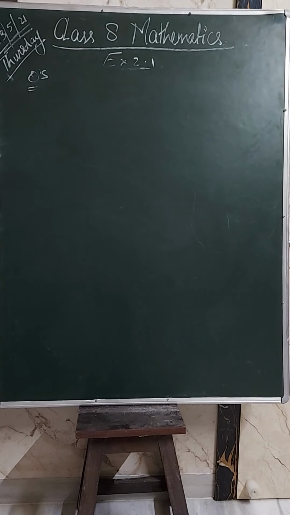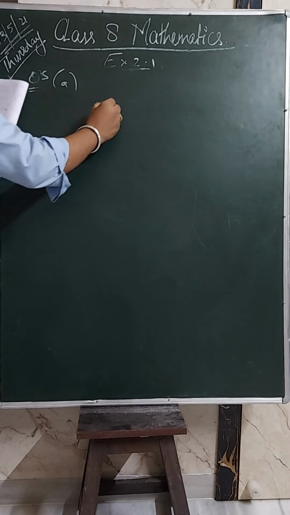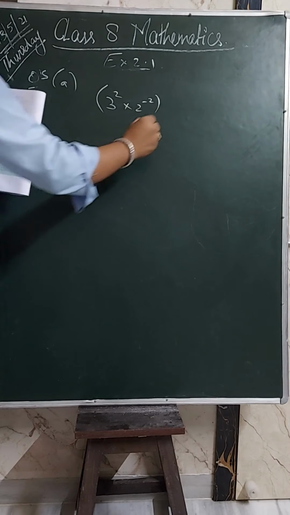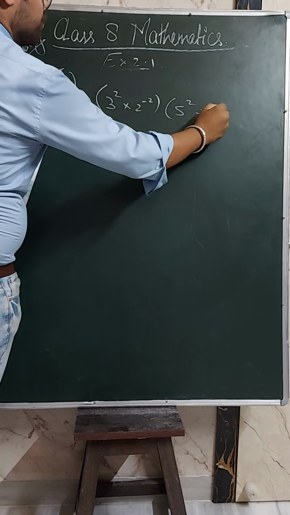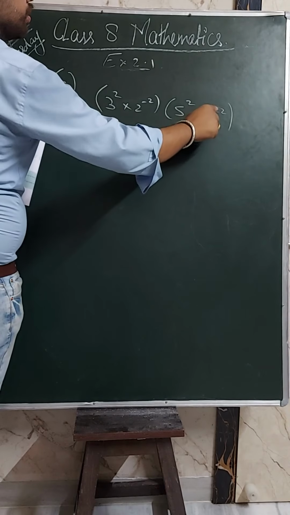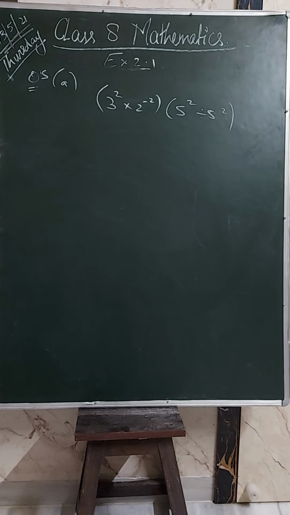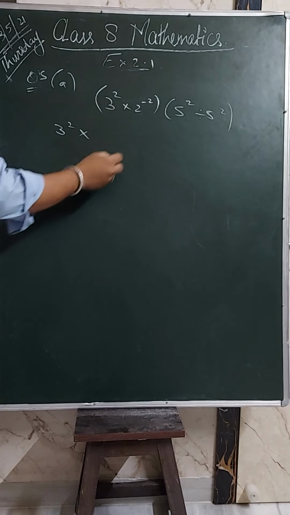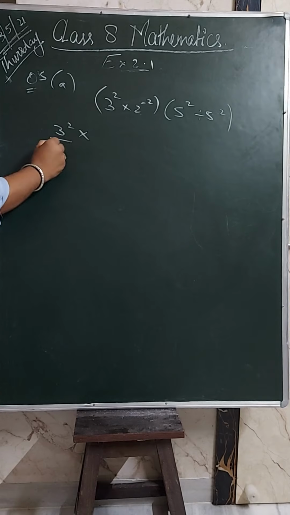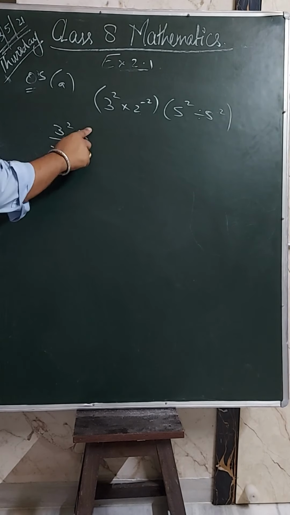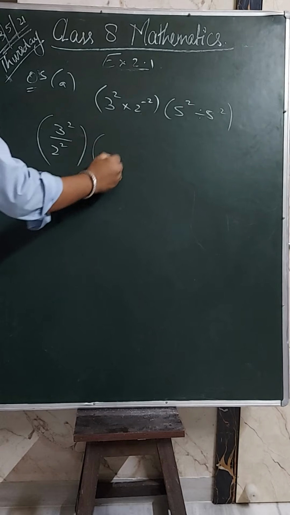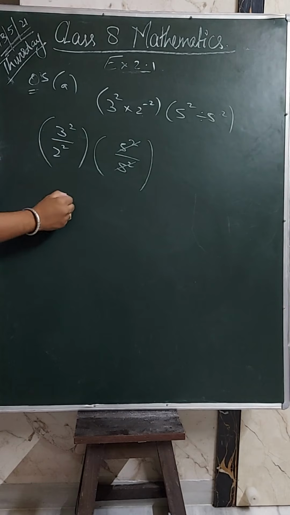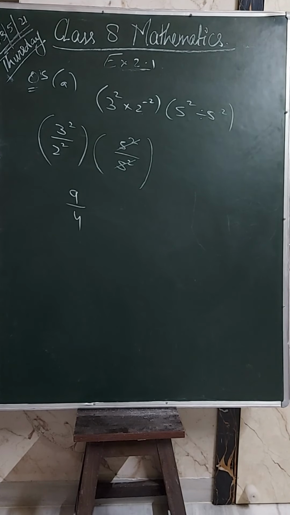Now question number 3. First part, 3 square into 2^-2, 5 square divided by 5^-2. 2 only. So solve it. Easy question. 3 square multiply 2^-2. So we can write here 2^2. And second one will be in the bracket 5^2 upon 5^2. So this we can cancel. And here 3 square is what? 9. 2 square is 4. This is only the answer.